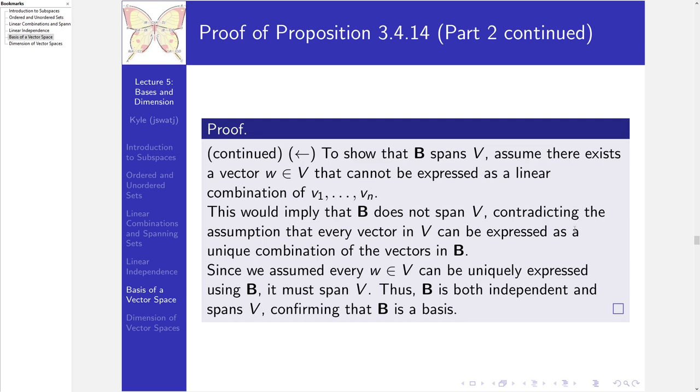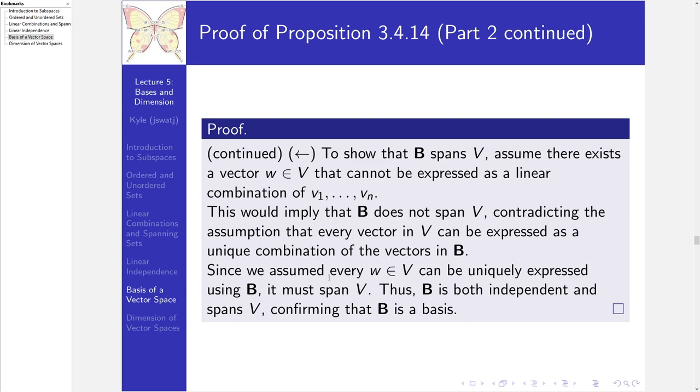Oh, and then part 2, yeah. We also have to show that B spans V as well. So that's independent and it spans it. So assume there's some vector W that can't be expressed as a linear combination. So we're doing contradiction again. And this would mean that there's a vector in V that can't be represented in B, so it doesn't span V. But we assumed that every vector in V can be uniquely expressed using B.